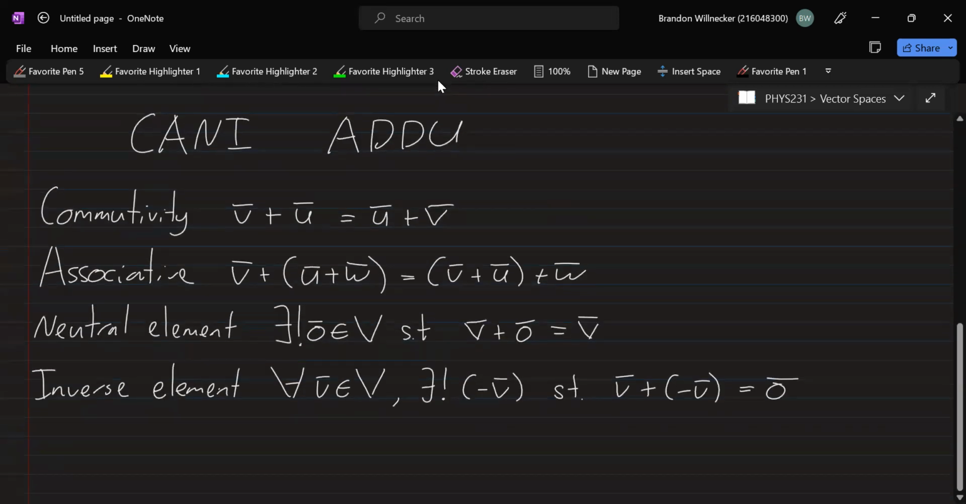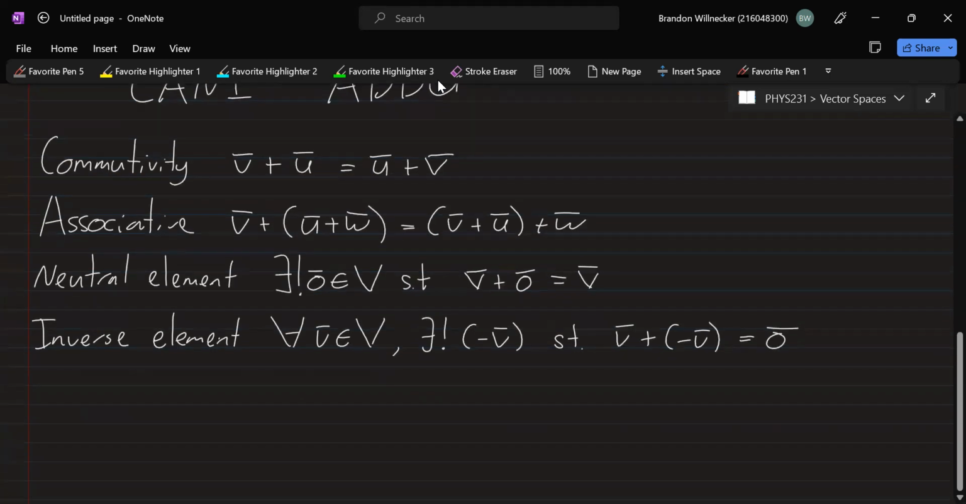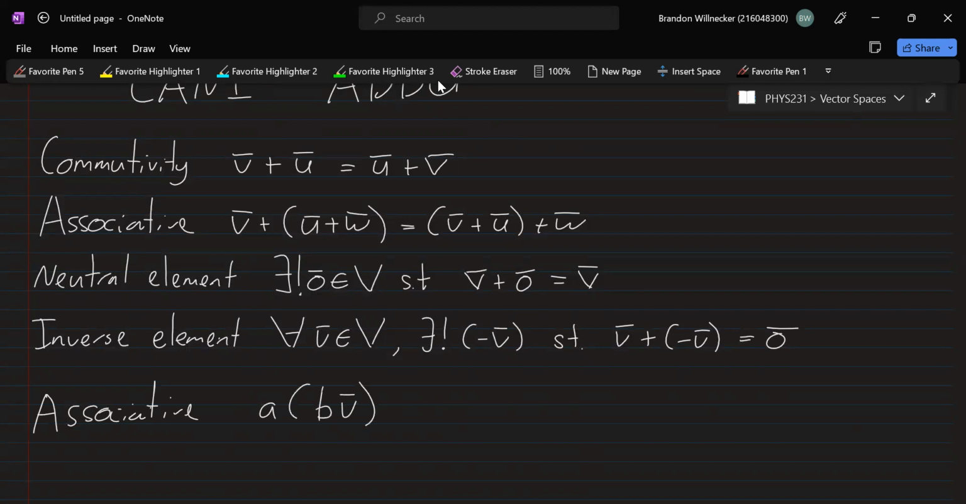Okay, so the first one is associative. What this means is that if you have A, B times V, then we can see that this B times V is the scalar multiplication. And then we have the A times the result, which is also scalar multiplication.